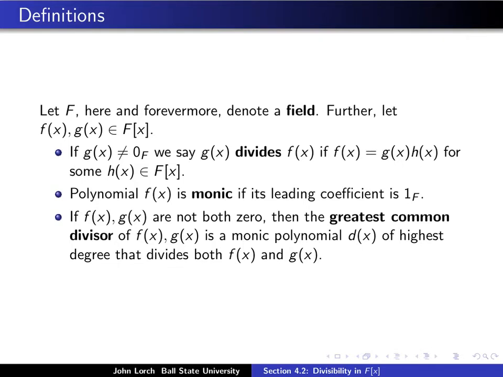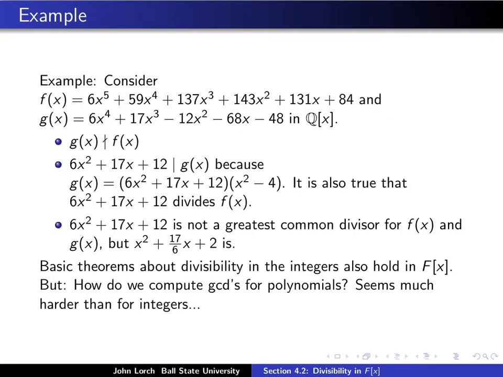A polynomial is monic if its leading coefficient is 1. And if f and g are not both 0, then the greatest common divisor of f and g is a monic polynomial d of highest degree that divides both f and g in the polynomial ring F adjoin x. That was all rather quick, so why don't we do an example?